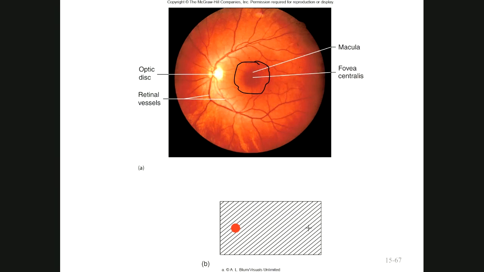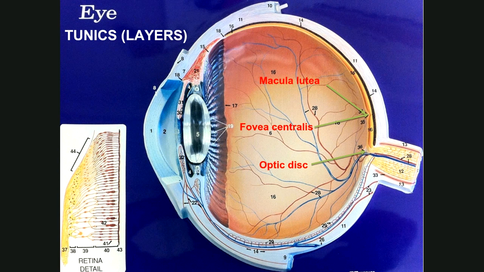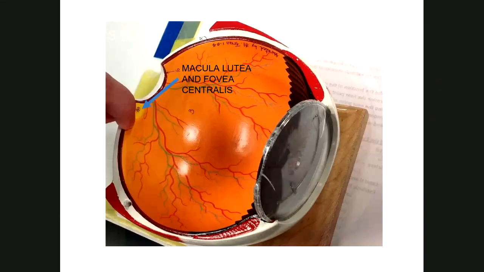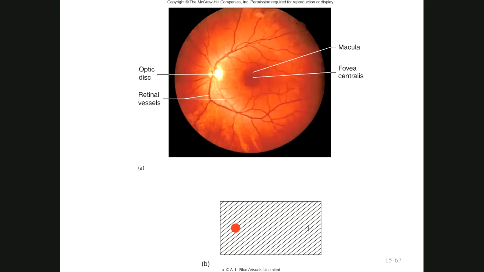And then right in the very, very center of the macula lutea is a sort of pit. And the word for pit is fovea. So it's called the fovea centralis because it's right in the middle of the macula lutea. So right there is where the fovea would be.